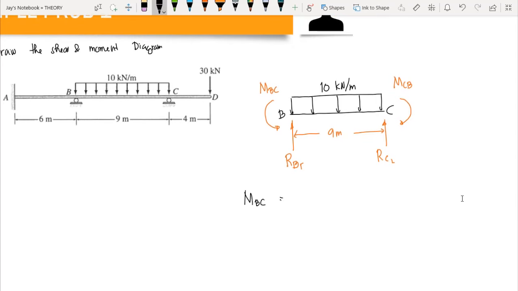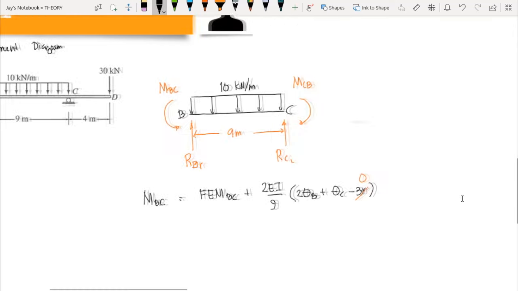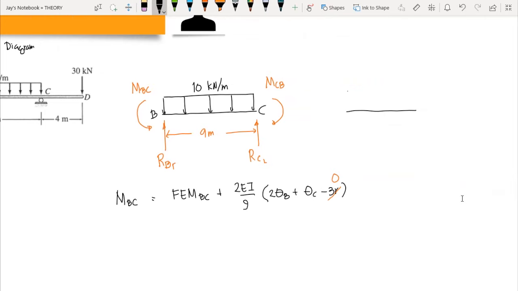So we begin at BC. We have moment BC is equal to the fixed end moment BC plus 2EI over the length 9, times 2 theta B plus theta C minus 3R. In this case, again, we do not have support settlement, so R equals 0. And our fixed end moment, to compute it, you create a restrained beam. Okay, this is our restrained beam. We have a 10 kilonewton per meter uniformly distributed load that runs from B to C. So we have here the fixed end moment BC, and this is the fixed end moment CB.